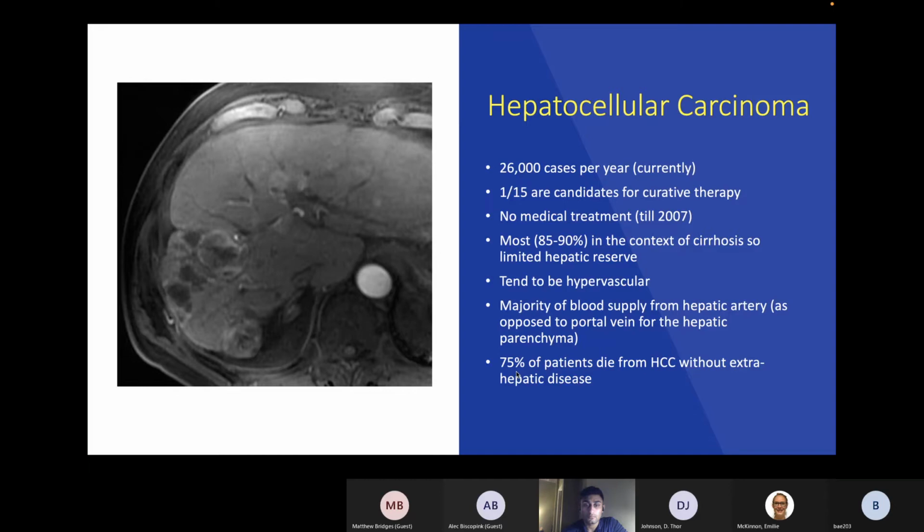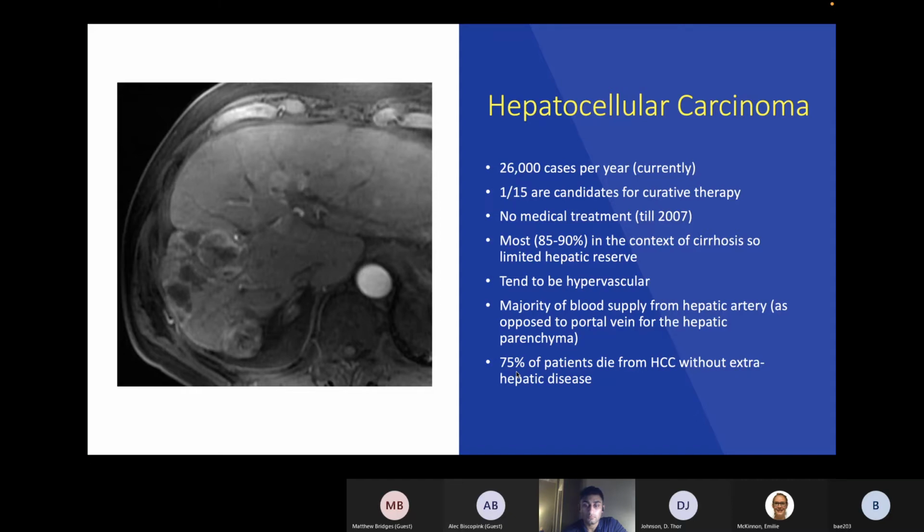And this is still a huge problem, right? 26,000 cases per year in the United States annually. Only 1 out of 15 of these patients are candidates for curative therapy, which would mean surgery. No medical treatment till 2007, as we said. 2007 is the year that sorafenib came out. And most of these are in the context of cirrhosis, so they don't have a ton of hepatic reserve for you to blast them with chemotherapy.